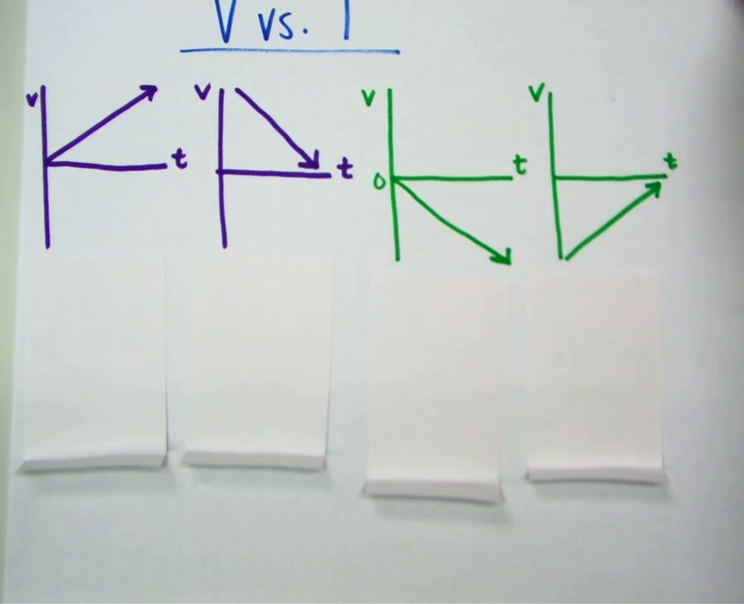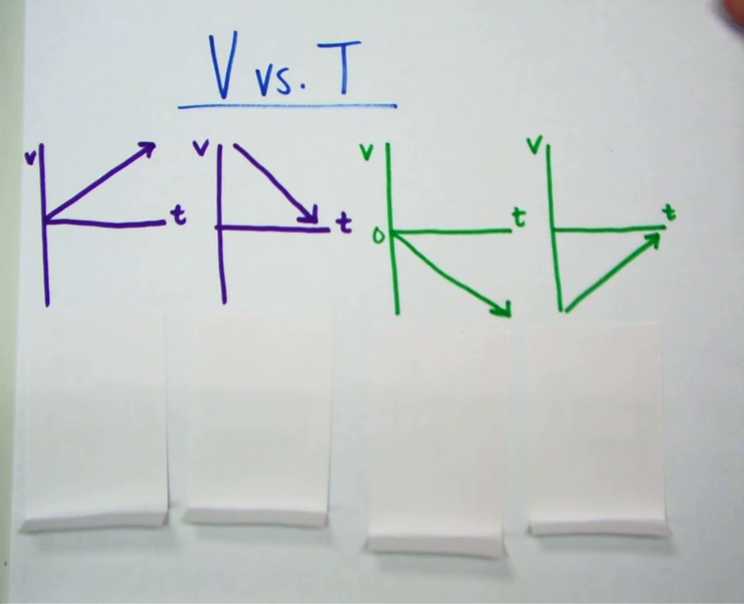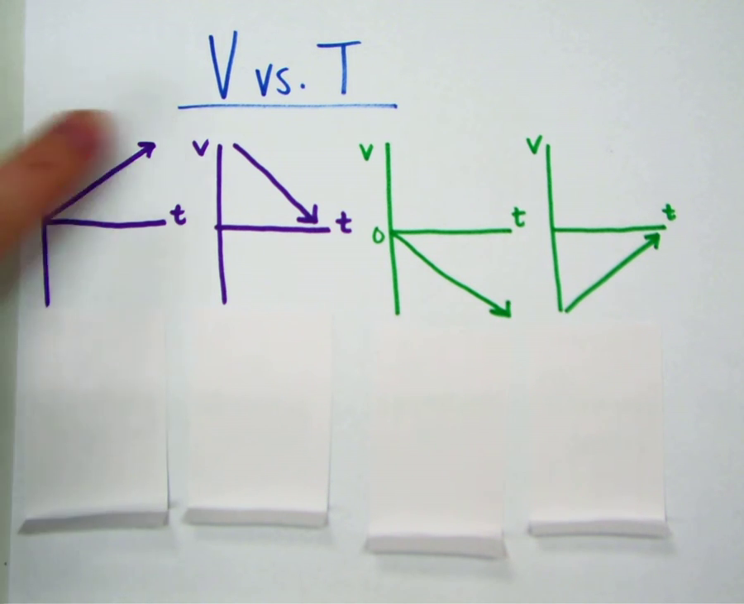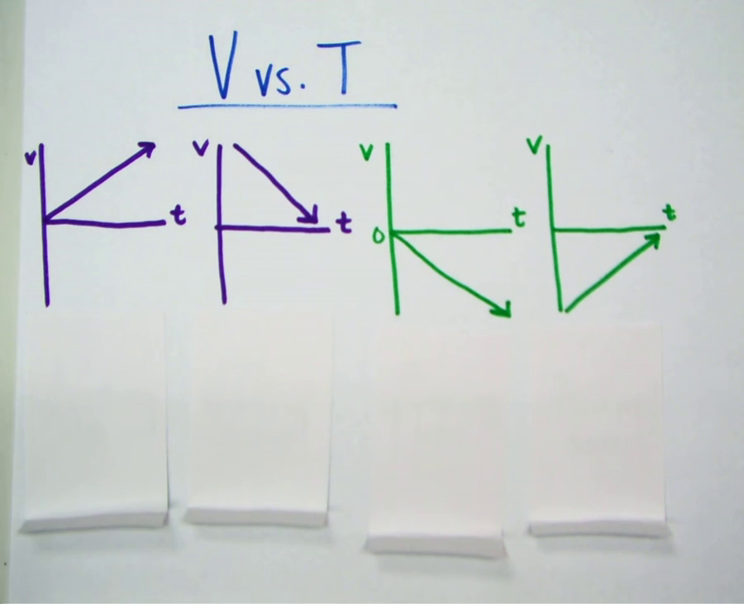All right, let's talk about a V versus T graph and just the basics of identifying the motion of an object. Okay, I have four graphs here. The y-axis represents the velocity for each graph, and the x-axis is the time taken for the trip.